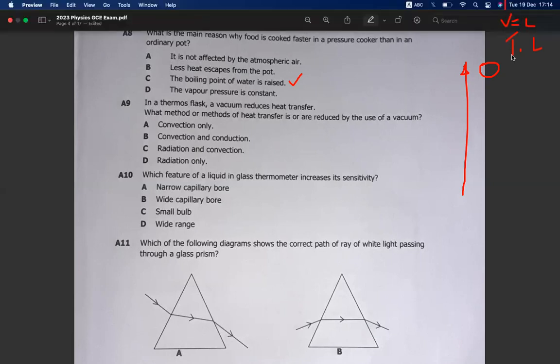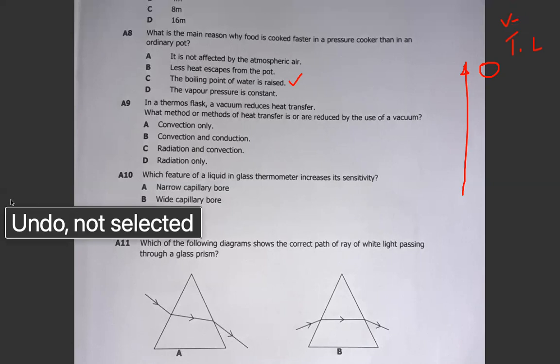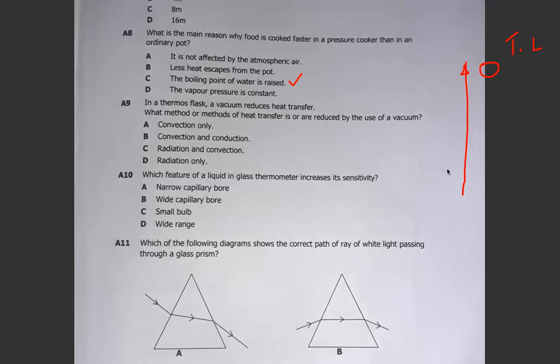pressure. Okay, so low temperature, we expect the volume to be low, and then with the smaller volume, the pressure is high. The pressure is high because the space is small. Now, what happens in the pressure cooker here?